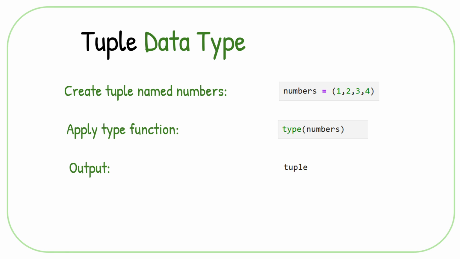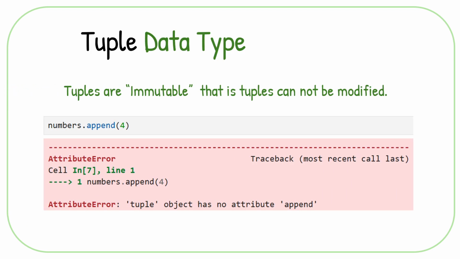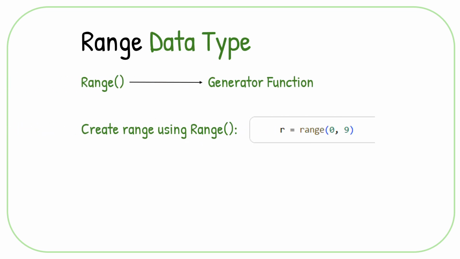The only difference between lists and tuples is that tuples are not dynamic and are immutable. That means once you create a tuple, after that you cannot add or remove elements from it, or it cannot be modified. And if we try to modify it or add any new element to it, then it will throw an error. The next data type is range. A range data type represents a sequence of numbers.